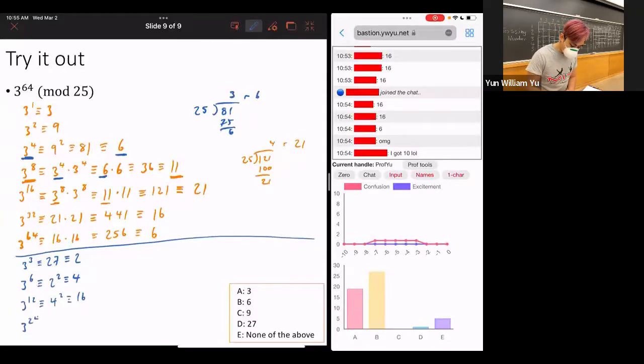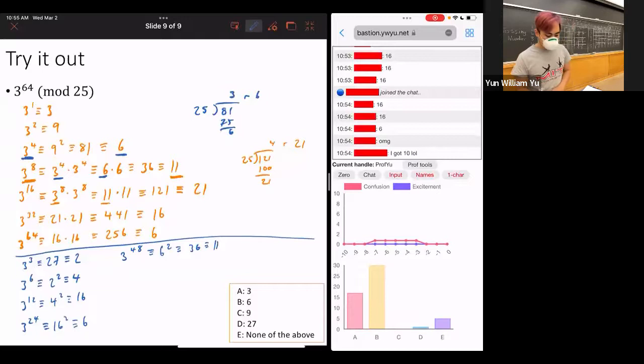Then 3 to the 24 is equivalent to 16 squared, which is equivalent to 6, right? And then 3 to the 48 is equivalent to 6 squared, which is equivalent to 36, which is equivalent to 11. But now it's slightly harder because I can't just do a doubling.